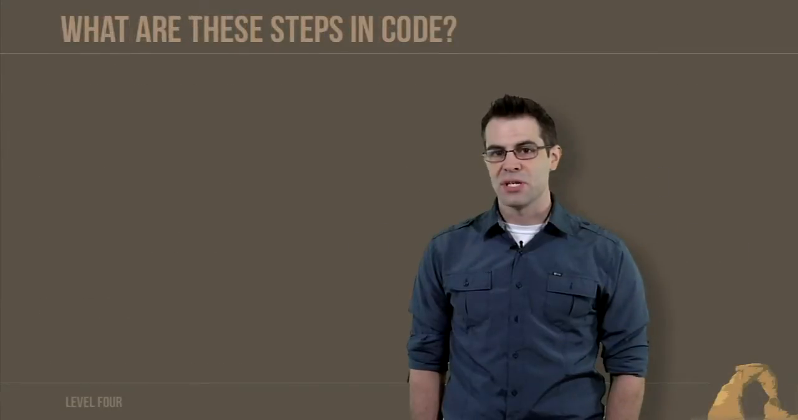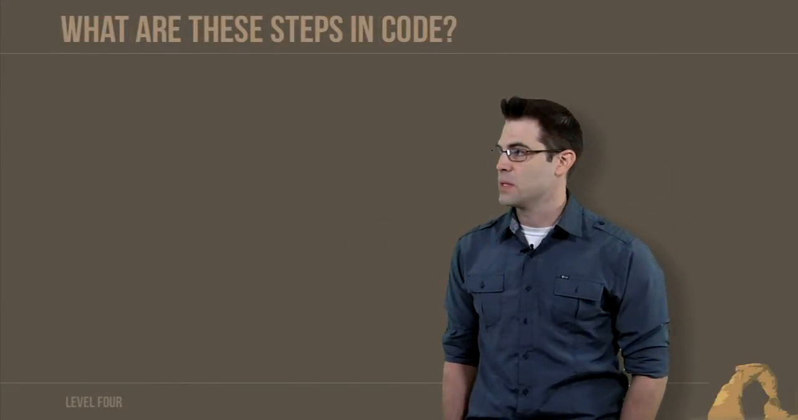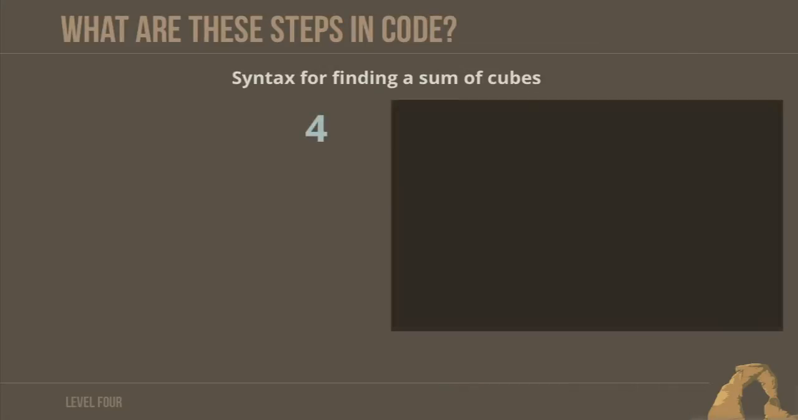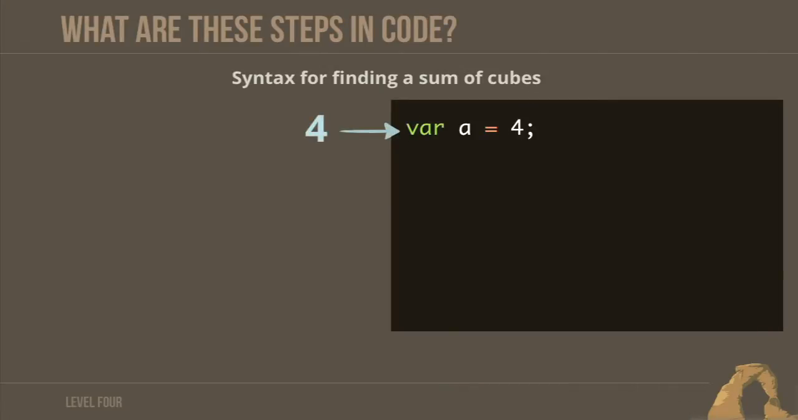So what are these steps if we were to write code for them? Let's see some syntax for finding the sum of our cubes. Well, the first step of getting 4, we would establish a variable, let's call it a, and set it equal to 4. Then we would do the same thing for 9, but we would establish the variable as b.